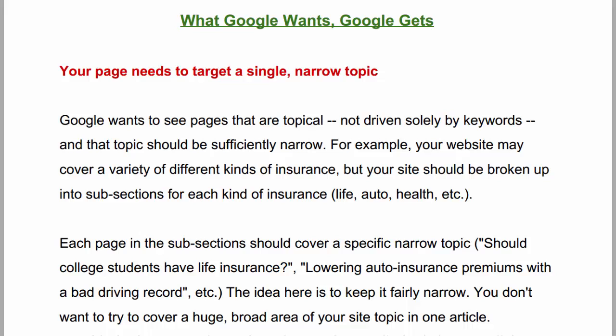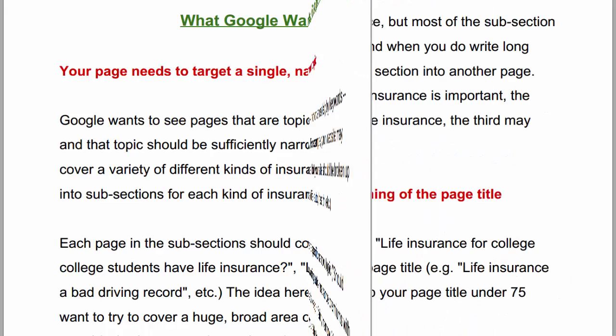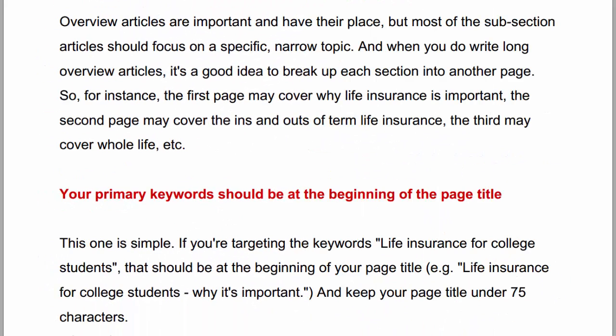Should college students have life insurance? Lowering auto insurance premiums with a bad driving record, etc. The idea here is to keep it fairly narrow. You don't want to try to cover a huge, broad area of your site topic in one article. Overview articles are important and have their place, but most of the subsection articles should focus on a specific narrow topic.